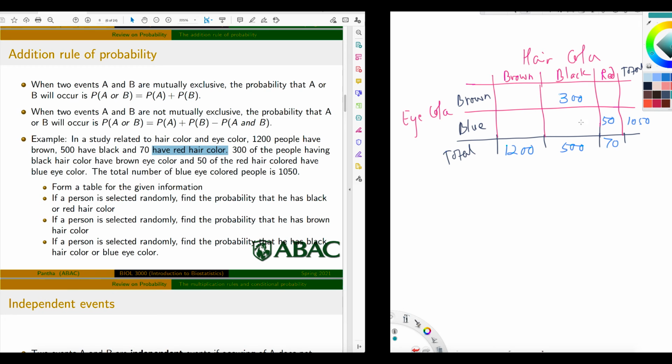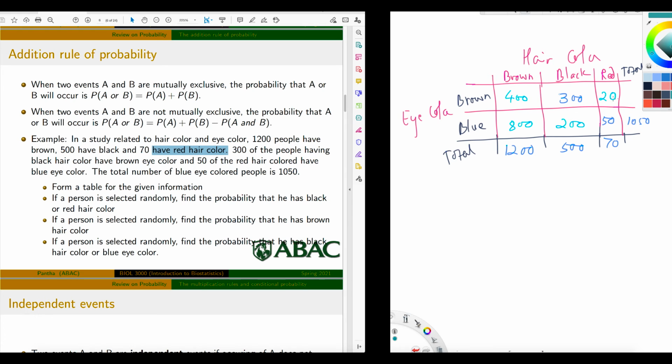Now you see that the total of the red hair color is 70. So how many of them must be here? 20, right? Similarly, total of the black hair color is 500. There is 300, so there must be 200, right? And we see that the total of the blue is 1050. So how many must be here? There is 250 already, so you need to be 800 here, right? Now the total of the brown is 1200, so there should be 400.